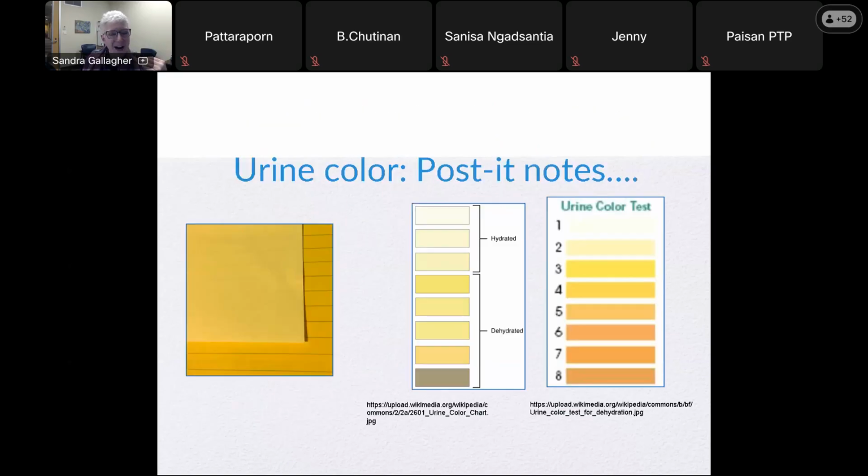When talking about urine, you can print things from the internet that show urine color, and so this is that pale yellow. I have Post-it notes. They're actually lighter than how this photo is showing, where this would be a desirable urine color, and this is a little bit more saturated, indicating that there's some dehydration, which can also affect bowels as well.